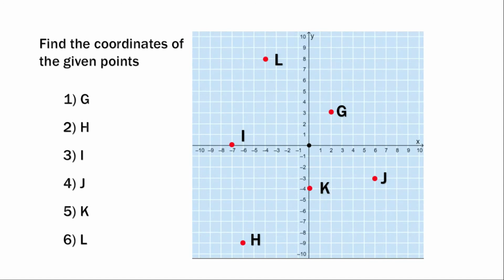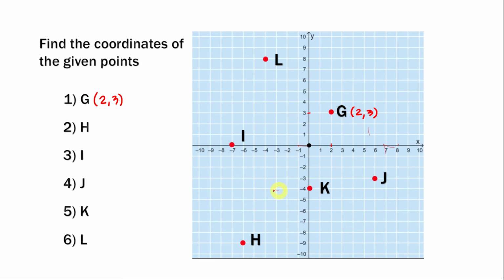Now, how do we find the coordinates of a given point? So, let's try number 1, point G, that is on quadrant 1. Ito siya. So, bibilangin lang natin kung ilang movements right and then ilang movements up. That is 1, 2, and then 3 naman sa ating y. So, the coordinate of this point G is at 2, 3.